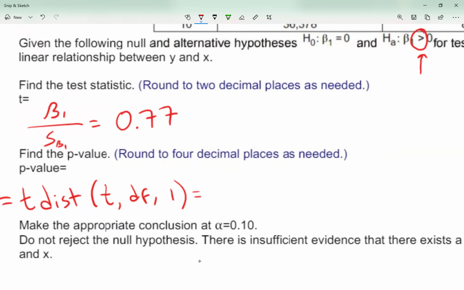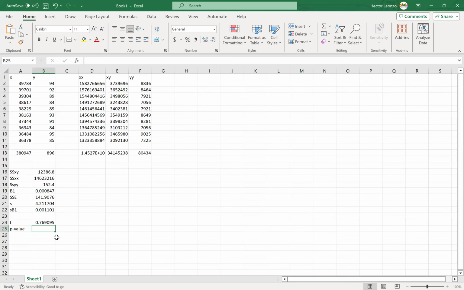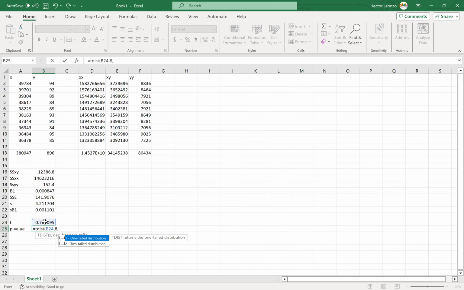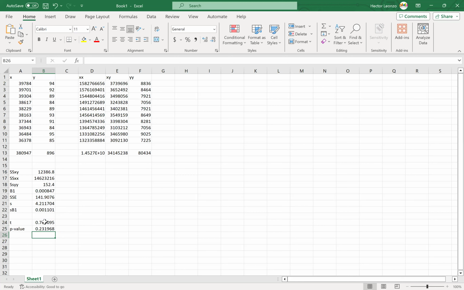So, okay, let me come back to Excel. So I'm going to go equals TDIST for T distribution, open parentheses, my T value. So I click on it, comma, my degrees of freedom are 8. Because there's 10 values, 10 minus 2 is 8, comma, tails, 1 tail distribution or 2 tail distribution. In my case, I do 1 tail distribution, close parentheses, press enter. I'm going to round this to 4 decimal places. So 0.2320.